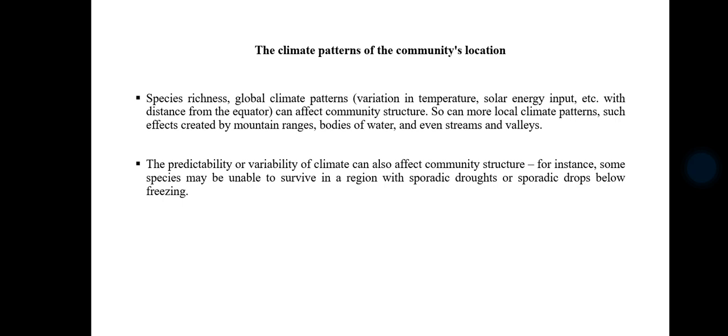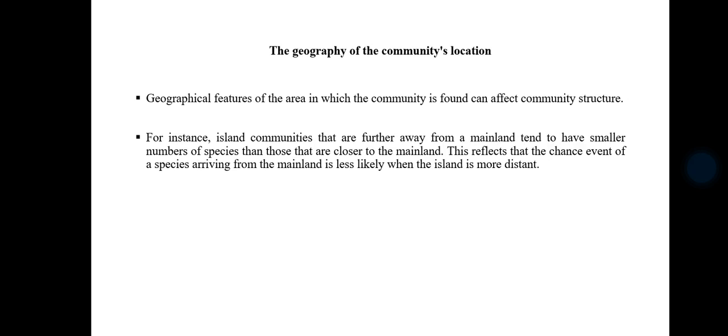The predictability or variability of climate can also affect community structure. For instance, some species may be unable to survive in a region with sporadic droughts or sporadic drops below freezing.